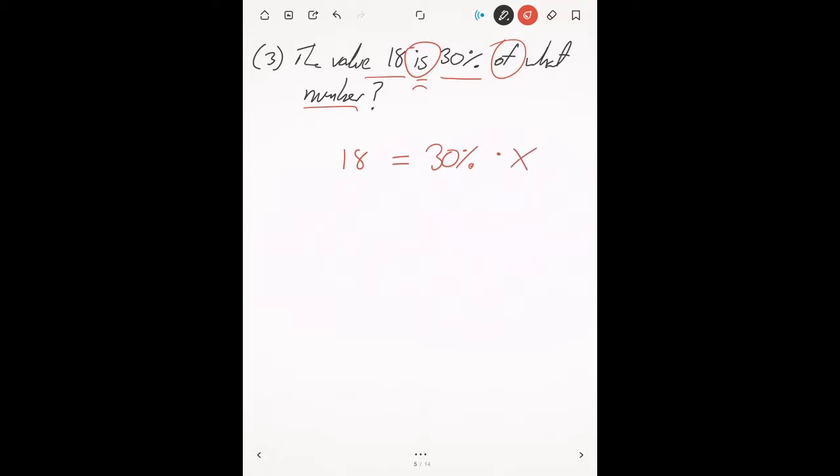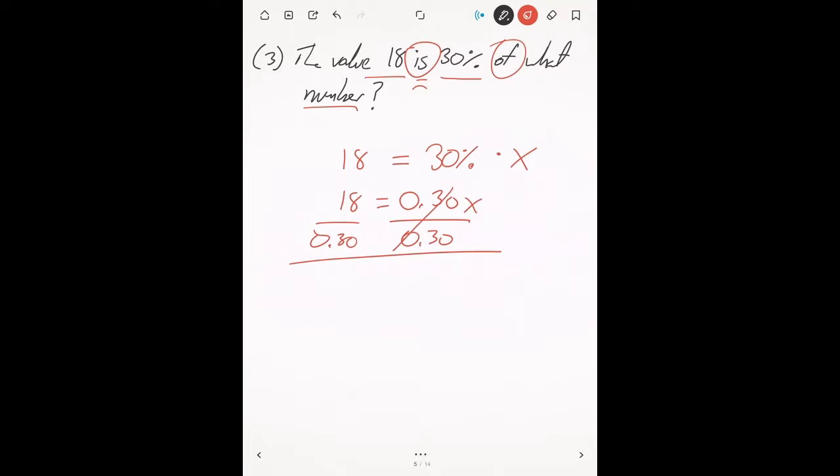Really, these word problems or these sentences aren't that hard to figure out once you start diagramming them and putting them together with these keywords. Now again, can't do anything with the 30% right now, so we're going to change that into a decimal as 0.30x. And if I want to figure out what x is, very simple, divide both sides by 0.30.